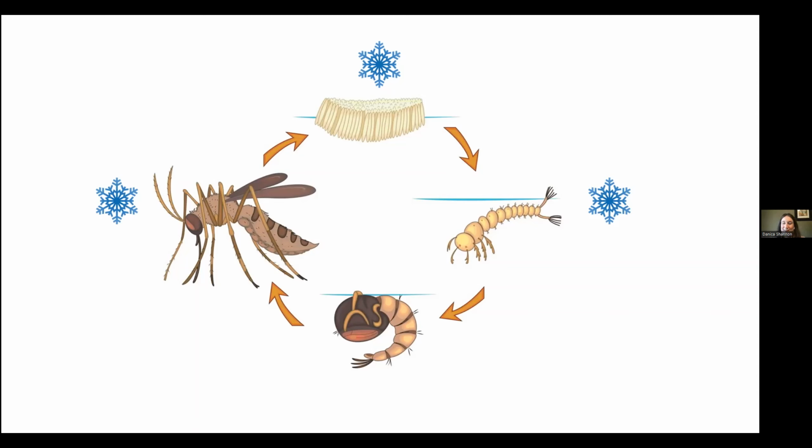They're super quick to get away from predators. And then after a couple of days, they emerge into adult mosquitoes. And this whole life cycle takes about 8 to 10 days to complete in full.